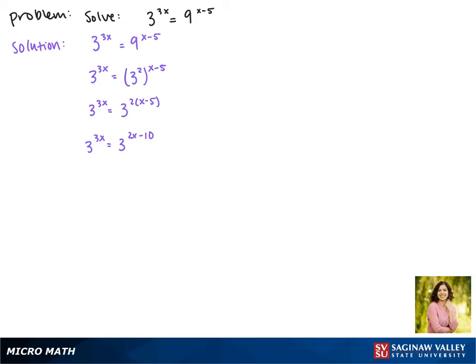And for this equation to be true, the exponents must be equal to each other. So we say that 3x = 2x - 10. Solving for x gives us x = -10.